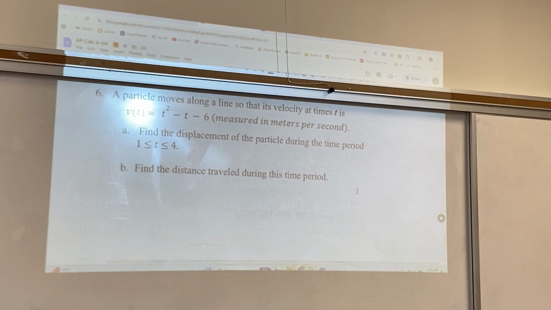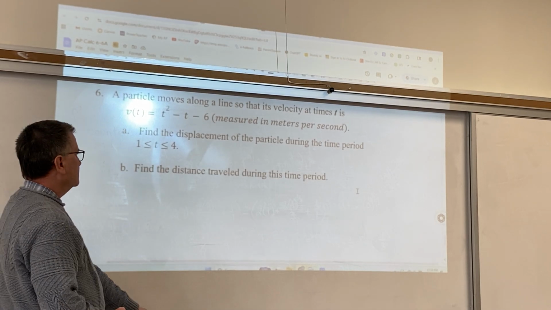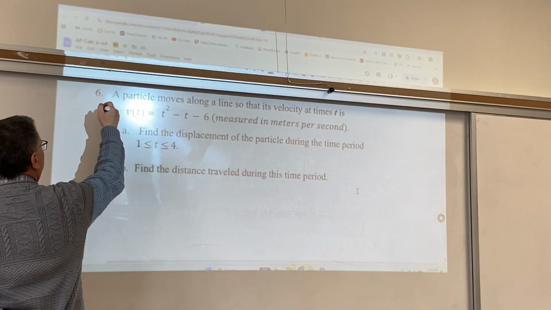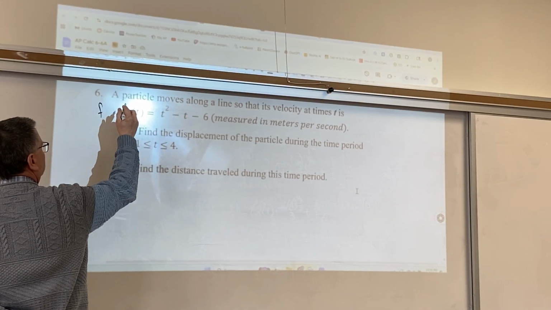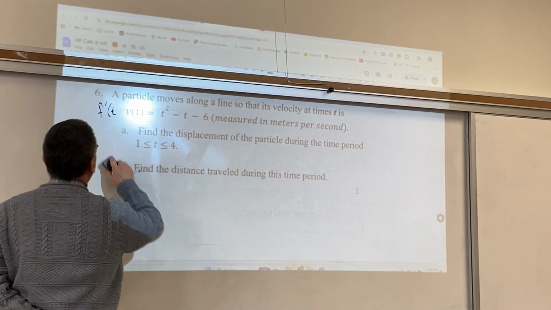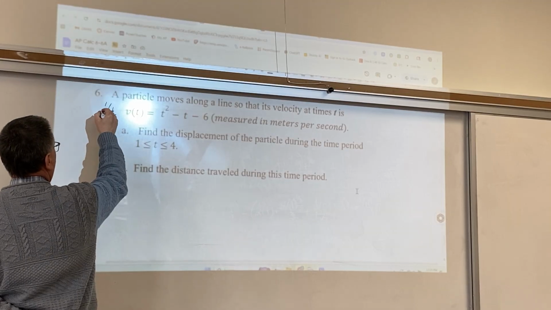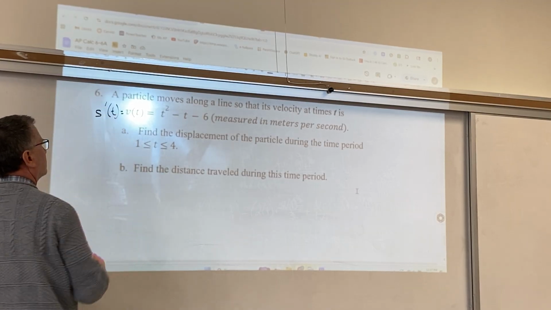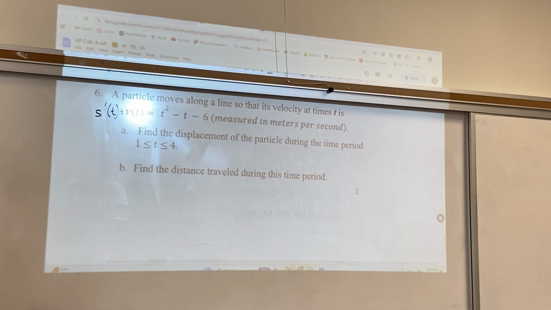Word problem. A particle moves along a line, so its velocity at time t is given. Velocity is a derivative, right? I know that this is actually the derivative of s. We've been calling it s. The derivative is the velocity measured in meters per second. Find the displacement of the particle during the time period 1 to 4.